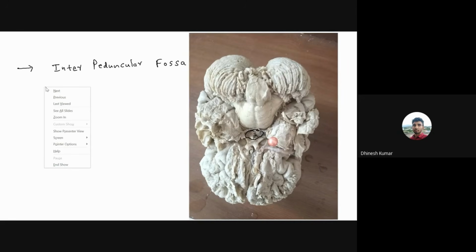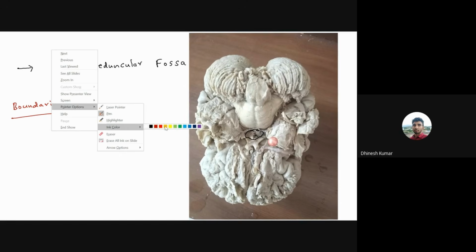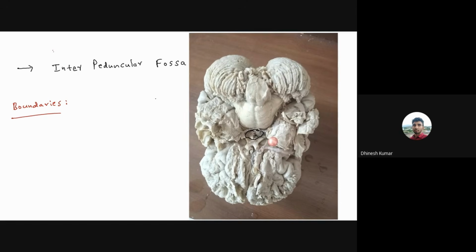Fine. Actually, that is a rhomboid shaped space or depression at the base of the brain called interpeduncular fossa. The subquestion may be boundaries. Mention the boundaries of the pinned area. Otherwise, the subquestion may be contents or clinical importance of the pinned area. So just now I have told you interpeduncular fossa is a rhomboid shaped space located at the base of the brain. Actually, this is an important short note also.